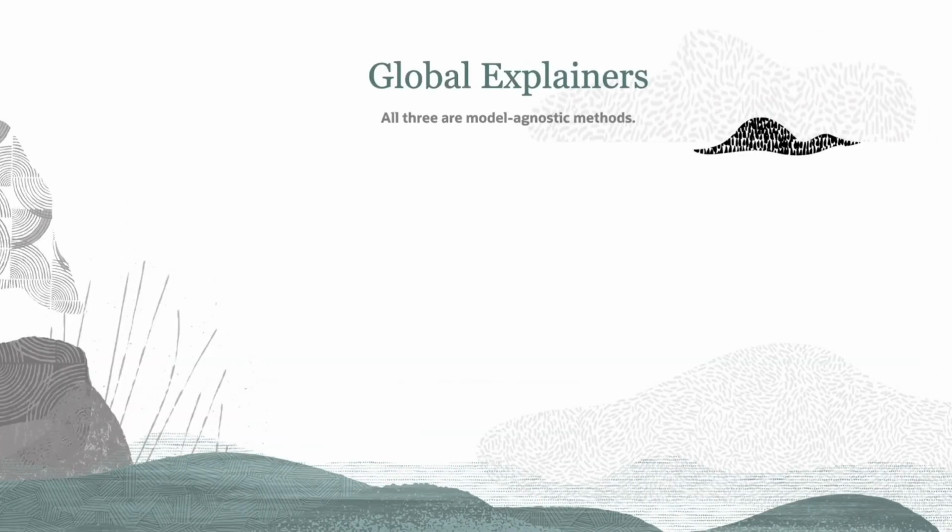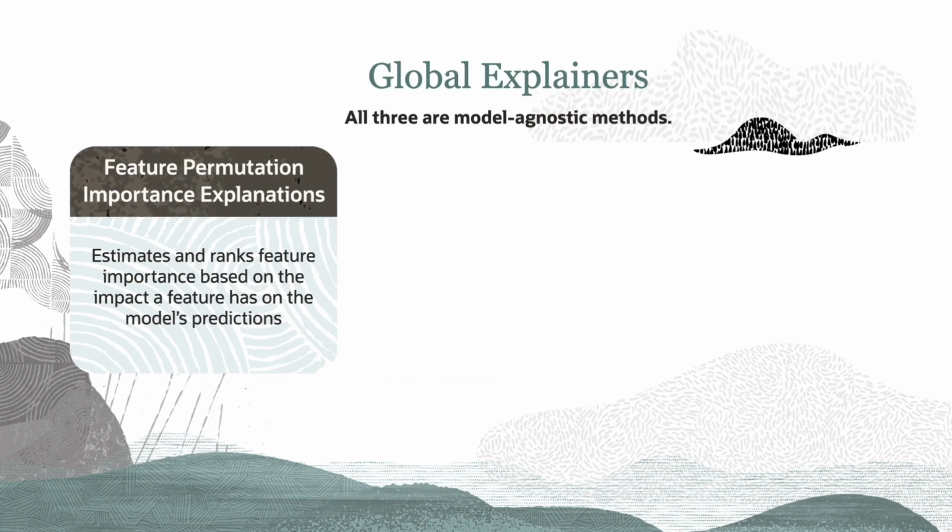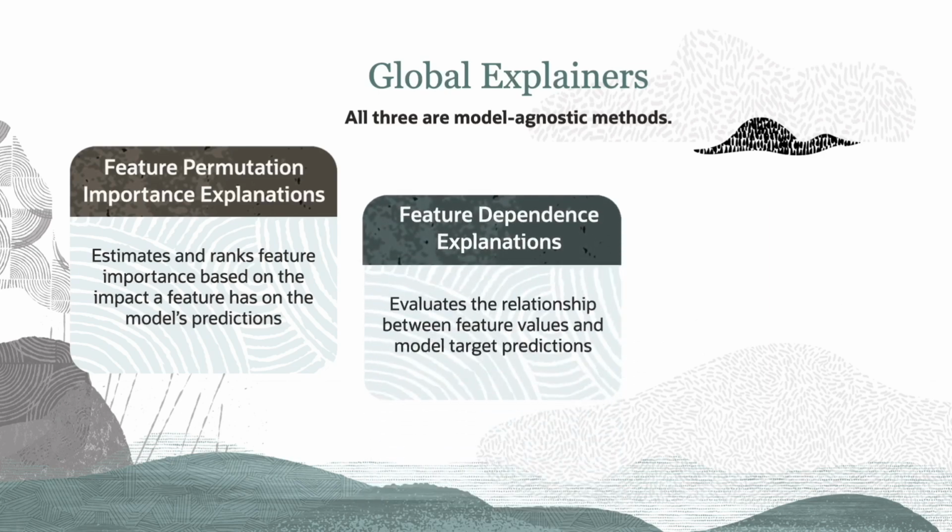Let's talk about the global explanation techniques. There are three, and all of them are model agnostic methods. The first one is feature permutation importance explanations. This method estimates and ranks feature importance based on the impact a feature has on a model's prediction. Next is feature dependence explanations.